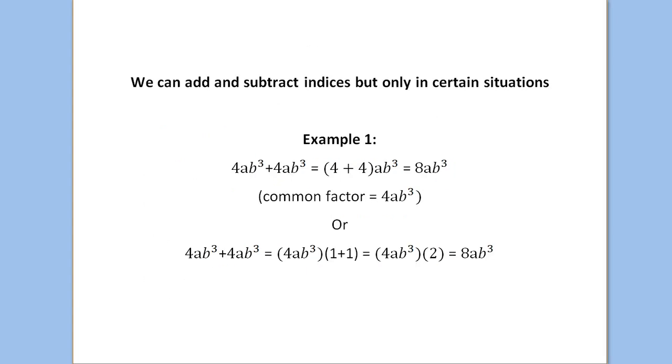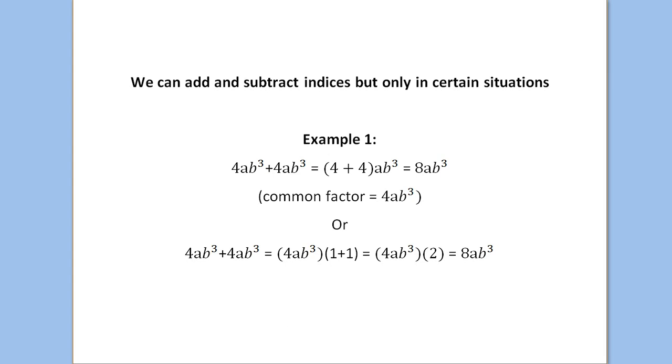Now we can add and subtract indices, but only in certain situations. Example 1, 4ab cubed plus 4ab cubed. Well, if we look for a common factor, then a common factor on both terms is ab cubed. So we take the ab cubed out, so the first term becomes 4, and then the second term plus 4, all times ab cubed, because we're factoring out the ab cubed. And then that's equal to 8, the 8 comes from 4 plus 4, times ab cubed. So the answer is 8ab cubed.